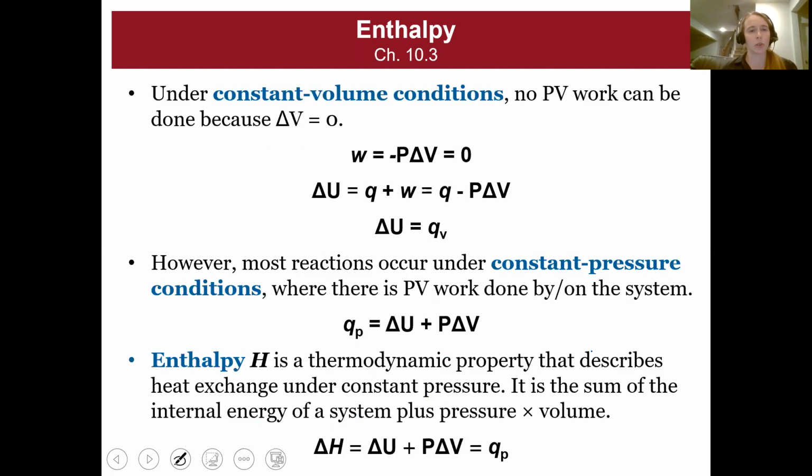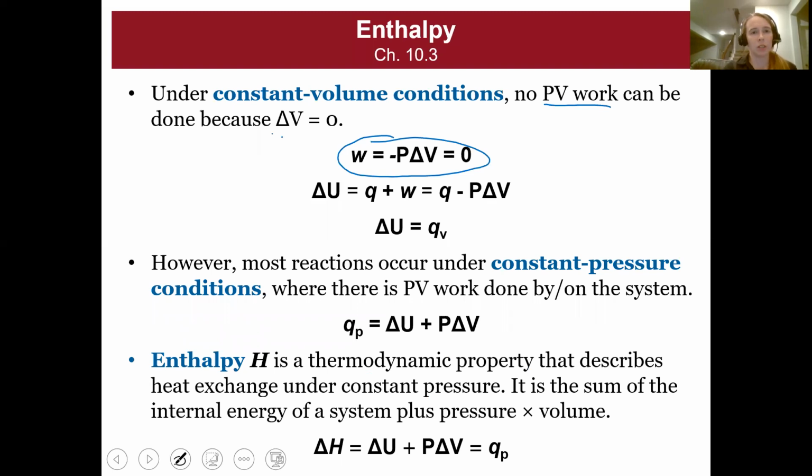Alrighty, so under constant volume conditions, no PV work can be done because delta V equals 0. I want to distinguish PV work from other kinds of work. There's also electrical work that could be done, but we're not going to discuss that in this course. We're only going to talk about PV work, so you can just think of the definition of work as only this PV work. That's the only type you need to worry about.